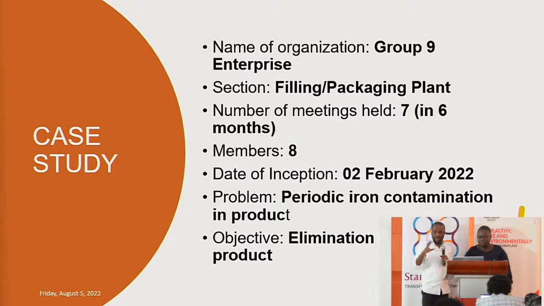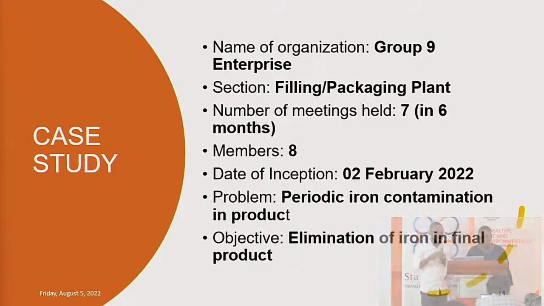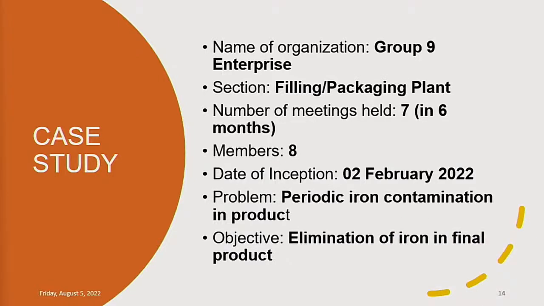So we'll just pick a case study, and with this case study, we are looking at our company, or let me say our organization, namely Group 9 Enterprise. And the section that we are looking at is the filling and packaging plant. This is more of a summary of what we've done. The number of meetings we've held is 7 within the span of 6 months. And then, as we already know, our group members are made up of 8 people.